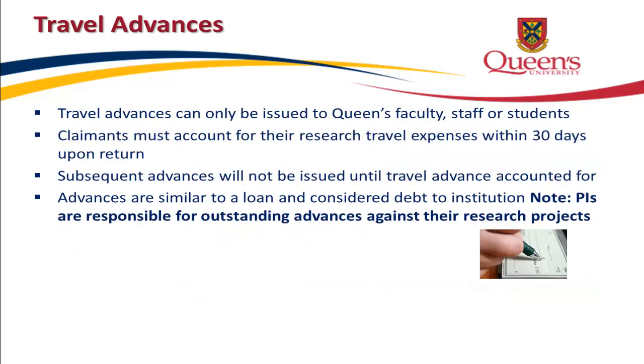Travel advances may only be issued to Queen's University faculty, staff, or students. Individuals who have been issued travel advances must submit a travel claim accounting for the advance within 30 days upon returning from their trip. Please note, subsequent travel advances will not be issued until overdue advances are accounted for. Advances are considered a debt to the institution and must be repaid if not accounted for. Principal investigators are responsible for any outstanding travel advances against their research projects.